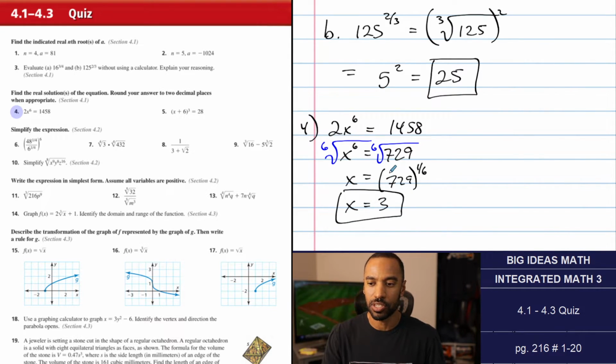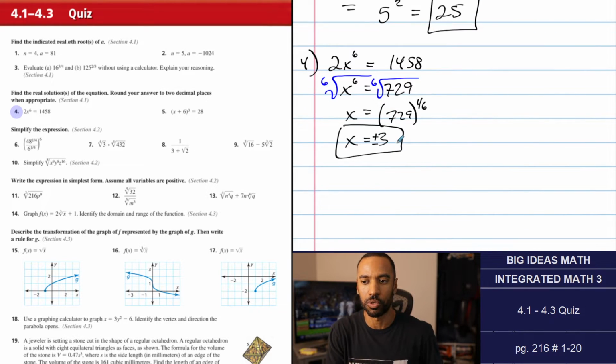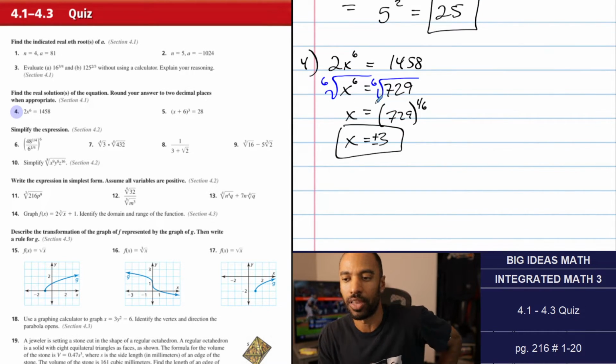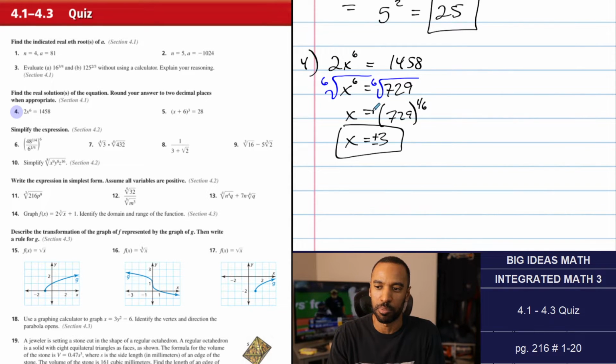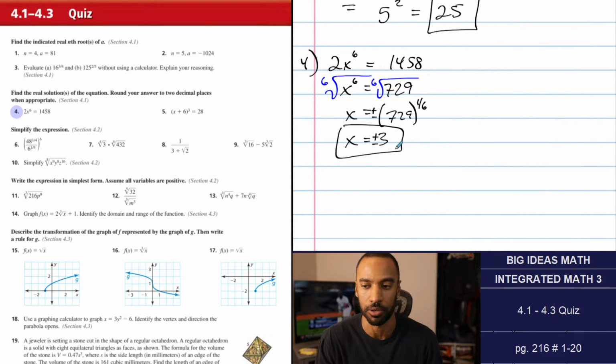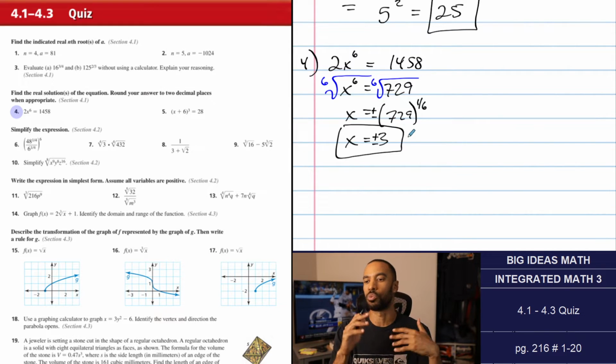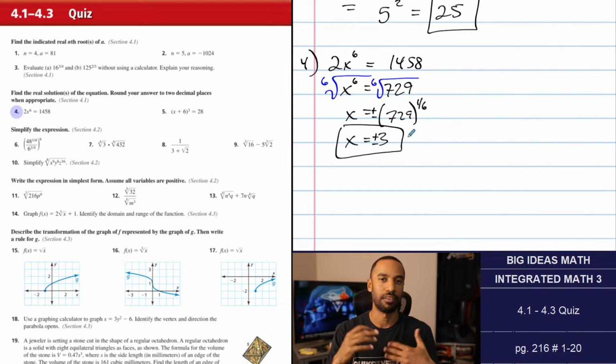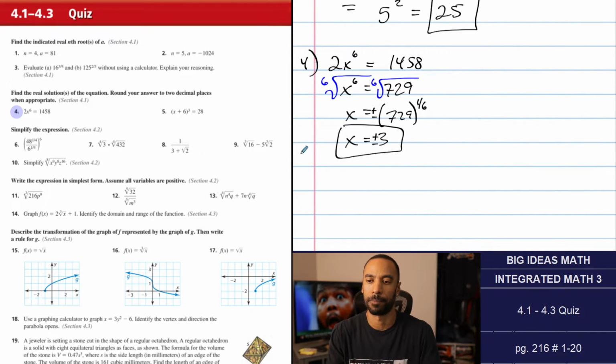And in these cases here, plus or minus. We are considering both solutions if it's an even root like that. So I should even be putting plus or minus there as well, as far as calculator goes. But plus or minus 3. 3 to the 6th is 729. Negative 3 to the 6th is 729.